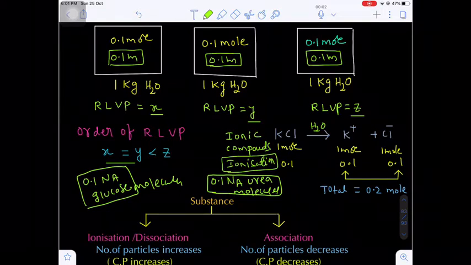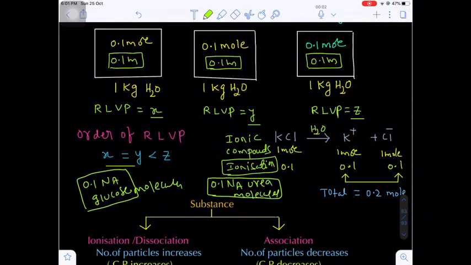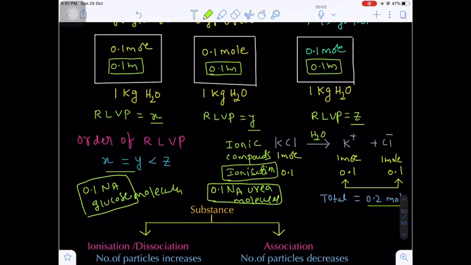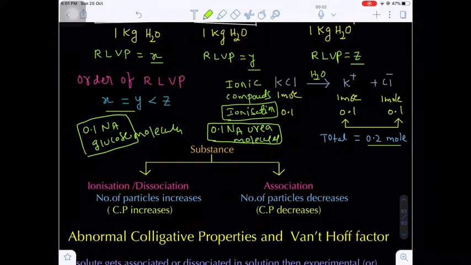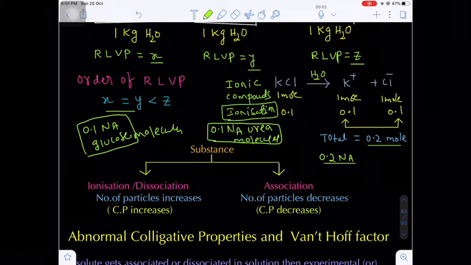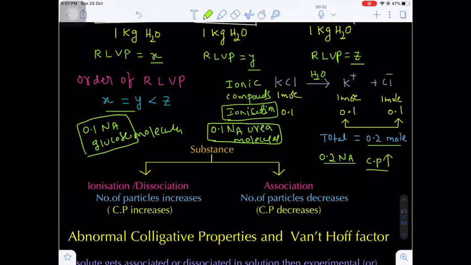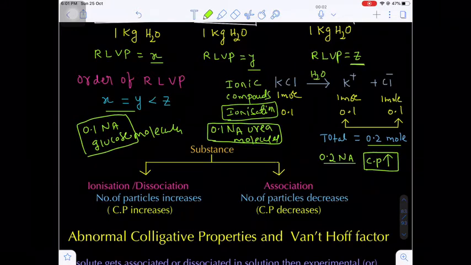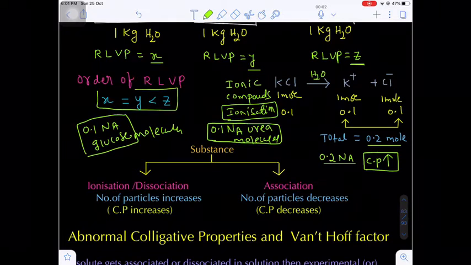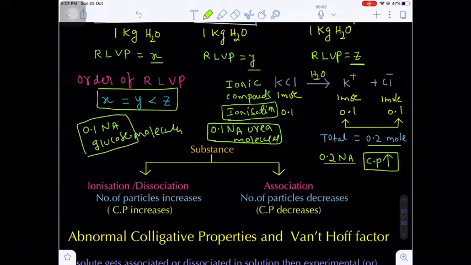But what about solution 3? That means the KCl dissolved in the water. Here the number of moles becomes double. We are taking only 0.1, but here we are getting 0.2 moles. That means the total number of particles is 0.2 into Avogadro number. That means the number of particles increases, so the colligative property value also increases. That means in solution 3, the relative lowering of vapor pressure Z is obviously greater than X and Y. So what is the final answer for the relative lowering of vapor pressure of these three solutions? Z is greater than X equal to Y, or X, Y less than Z. Are you getting my point?